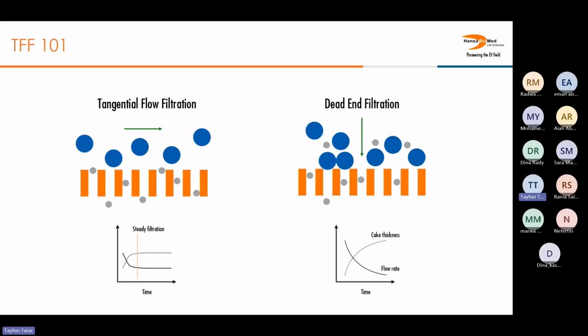Over time, particles larger than the pore sizes in dead end filtration accumulate on top of these membrane pores, and then these accumulated particles form a phenomenon called cake, and this cake formation decreases the flow rate, hence the efficiency of the flow. Whereas in tangential flow filtration, this cleansing effect on top of pores prevents the larger particles from blocking the pores, so there is no cake formation, which ensures steady filtration over time.